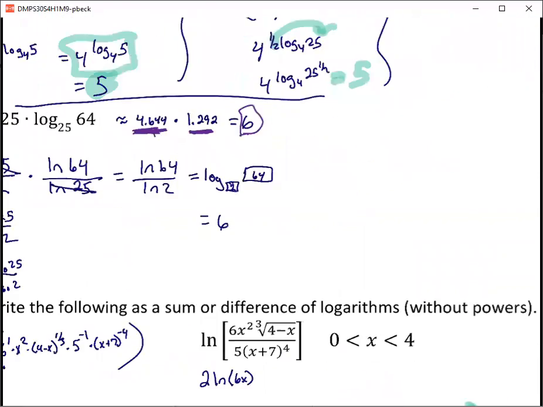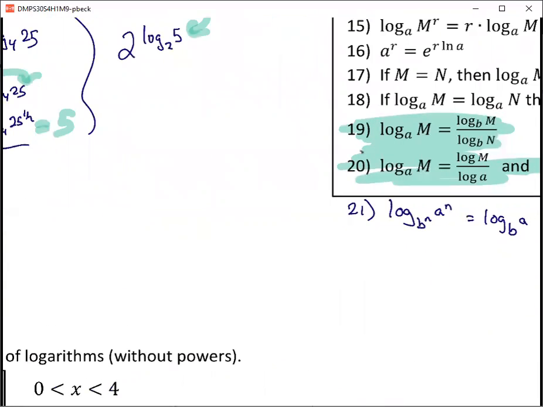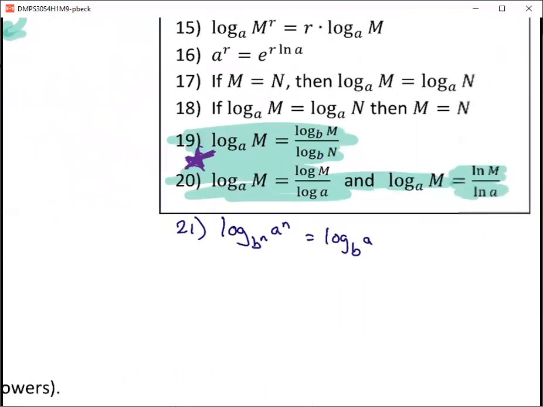Now, the change of base is really properties 19 and 20 here. Properties 19 and 20 are probably some of the most important properties because that's how a lot of students can type some of those logarithms into their calculator. So let's start off with property 20, log base a of m. So log base a of m is the common log of m over the common log of a.